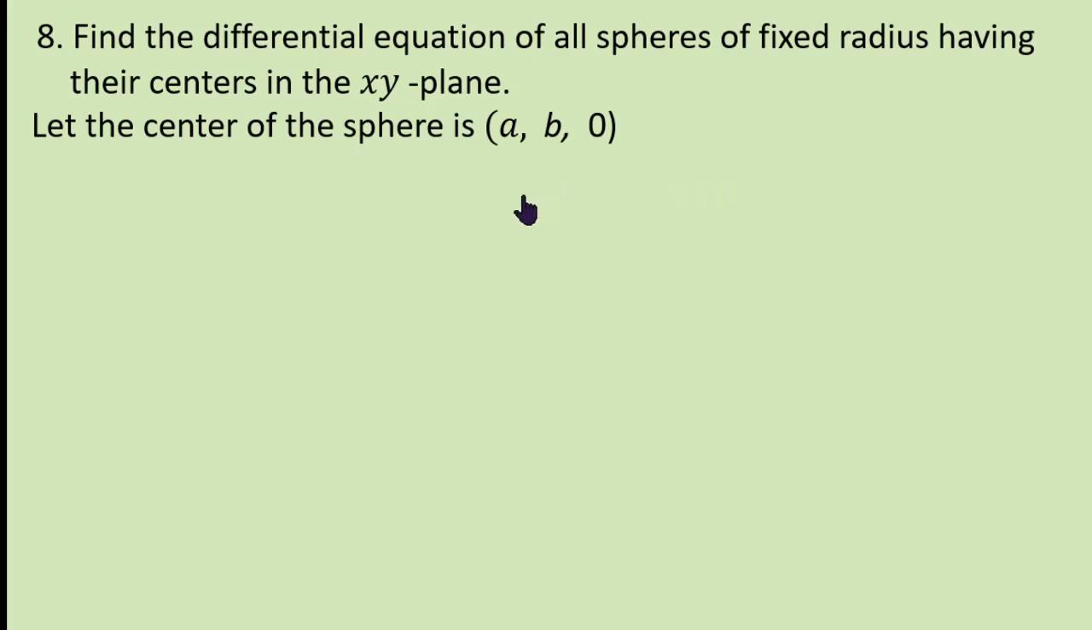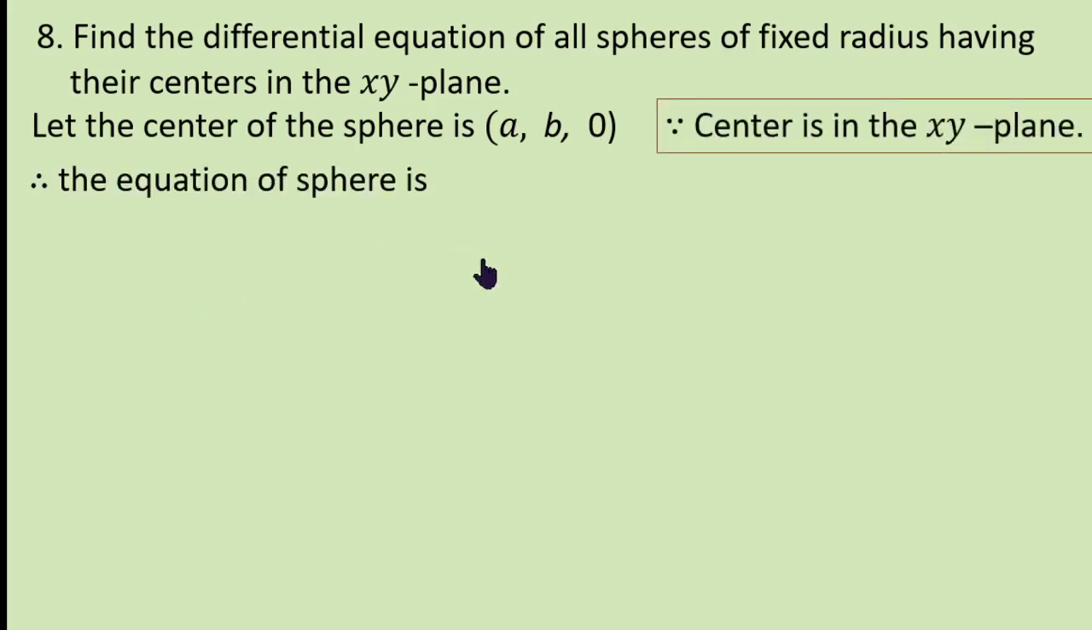See, let (x, y, z) be any point on the sphere and the center is (a, b, 0). Therefore, by the distance formula, (x − a)² + (y − b)² + (z − 0)² is r², that is, the radius of the sphere squared. The equation of the sphere is (x − a)² + (y − b)² + z² = r². Here r is the fixed radius and a and b are variables.